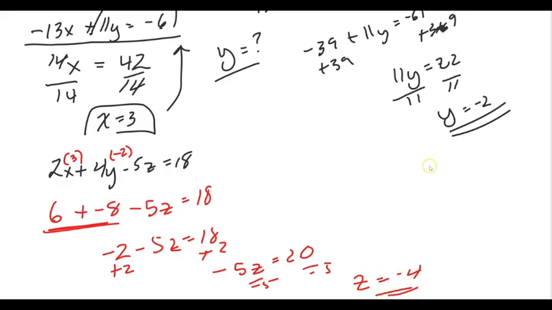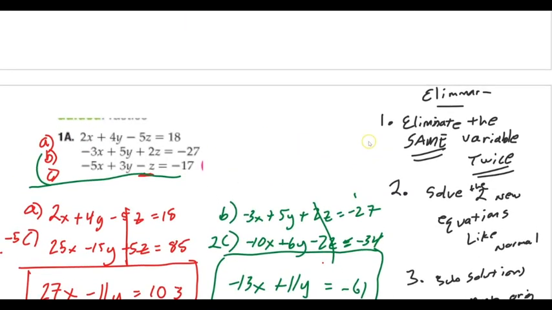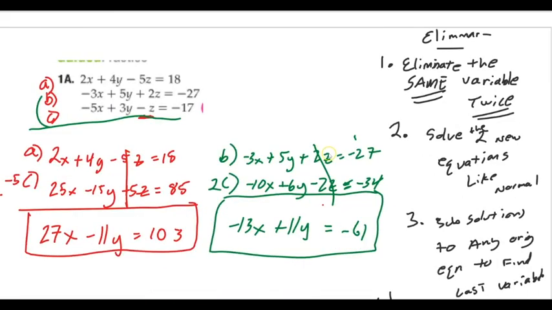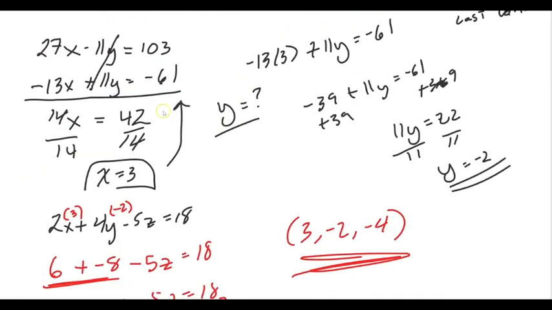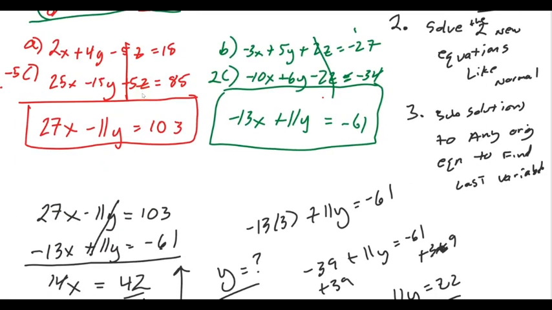My x, my y, my z. That's how you solve it. And remember, your answer is a coordinate point. So let's do a couple more to make sure we got this. It's always the same idea. Eliminate the same variable twice. Once you do that, you just solve your two new equations like you normally would. Once you solve those two, go back, plug in your two solutions to any one of the original ones to find the missing one. Let's do this next one.